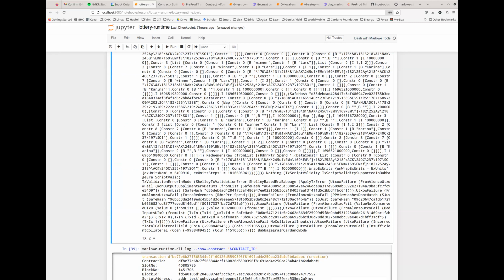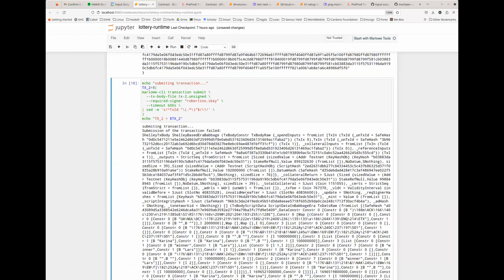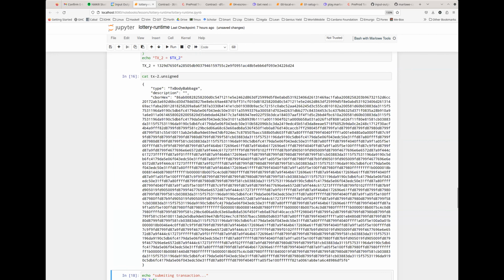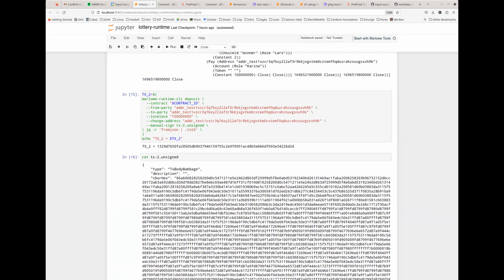Insufficient collateral. What do you have at your address? Oh, maybe that was the issue. No, I don't think that was it. Oh, but that is weird. That should have been before. I mean, how could it even create the transaction? You created the transaction. Oh, right, but you used my key, so yeah.